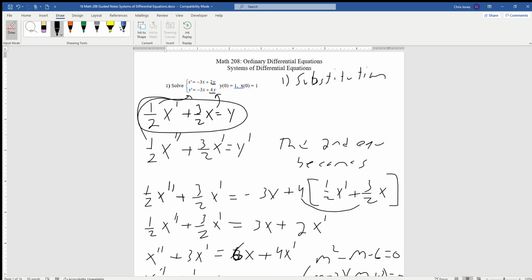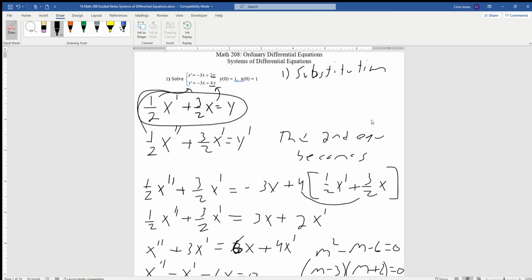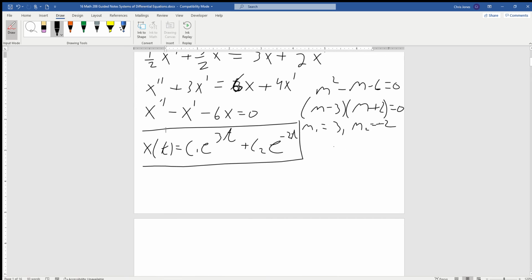Notice that y can be found by back substitution. So 1/2 x prime plus 3/2 x is y. So let's just remember that: 1/2 x prime plus 3 halves x is equal to y. So we do need x prime at t.